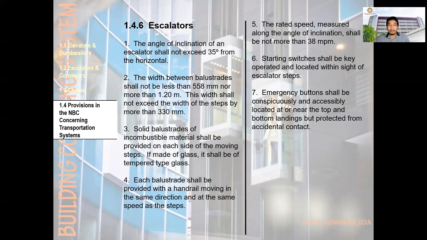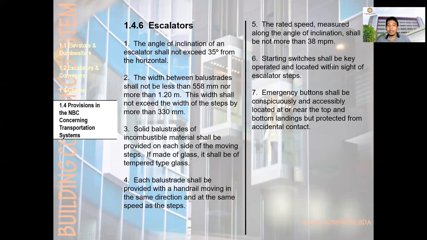So number three, solid balusters of incombustible material shall be provided on each side of the moving steps. If made of glass, it shall be tempered glass. Normally, in escalators, they are made of glass balustrade or glass railings. Number four, each balustrade shall be provided with a handrail moving in the same direction and at the same speed as the steps. And then the rated speed measured along the angle of inclination shall not be more than 38 meters per minute.